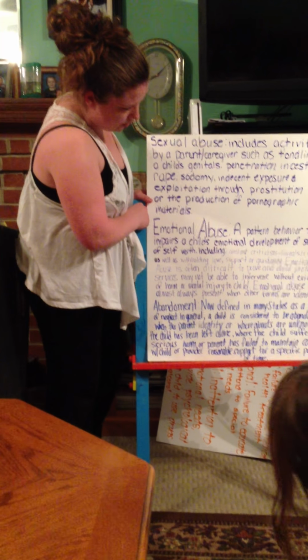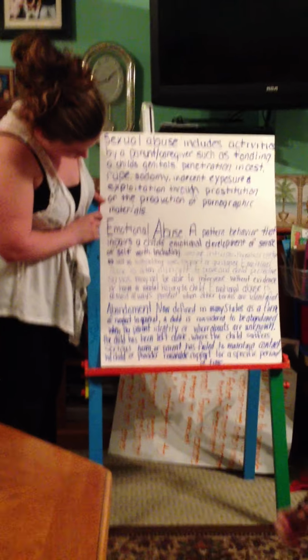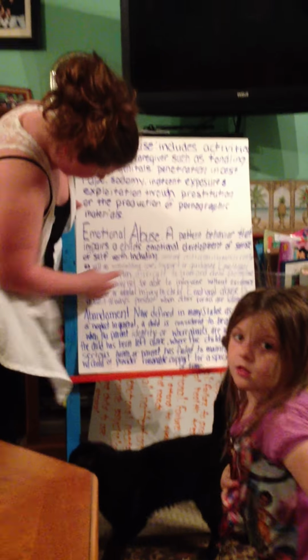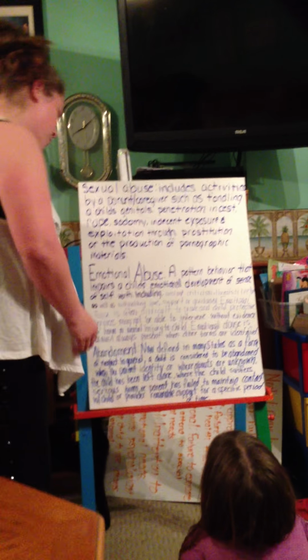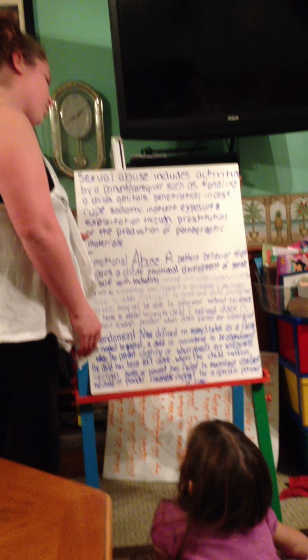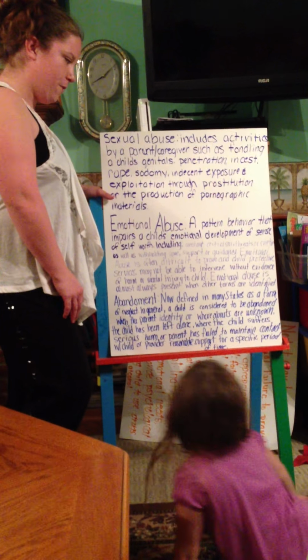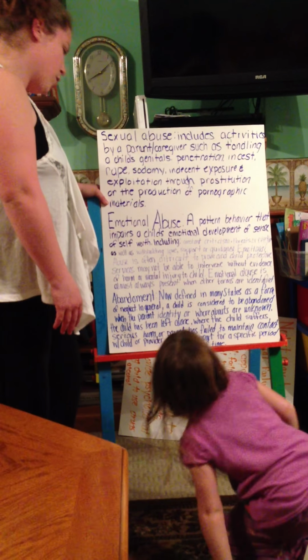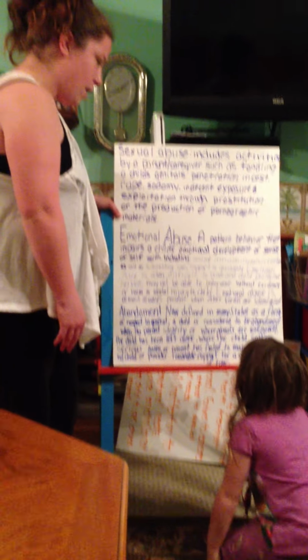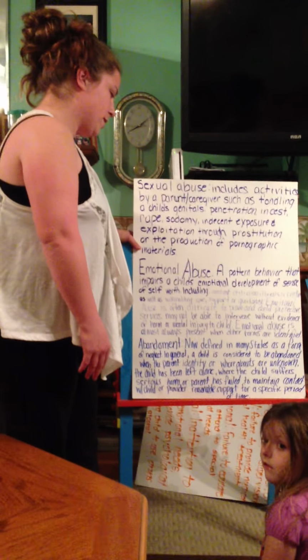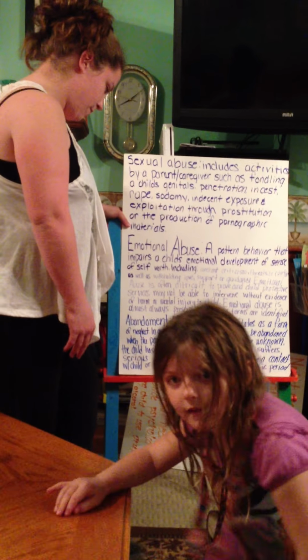including constant criticism, threats, or rejection, as well as withholding love, support, or guidance. Emotional abuse is often difficult to prove, and child protective services may not be able to intervene without evidence of harm or mental injury to the child. Emotional abuse is almost always present when other forms of abuse are identified.